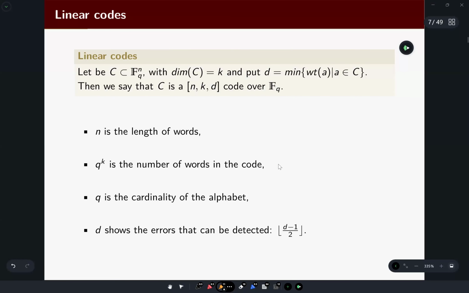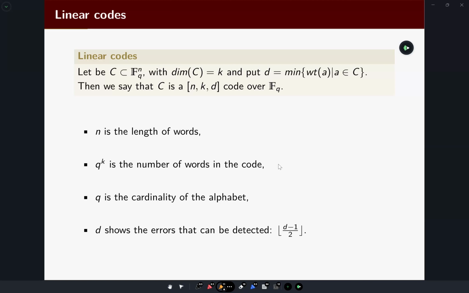What is a linear code? Well, a linear code C is a subspace of F_q^n, where F_q is the finite field of q elements. If the dimension of the subspace is k, and if the minimum distance between the codewords is d, then we say that C is an [n,k,d] code over F_q. In particular, in this case, by code we mean linear code. So we are only interested from now on in linear codes.